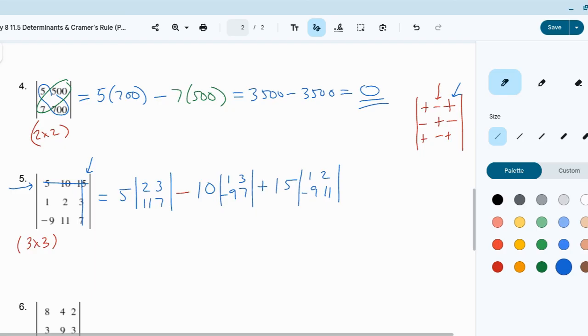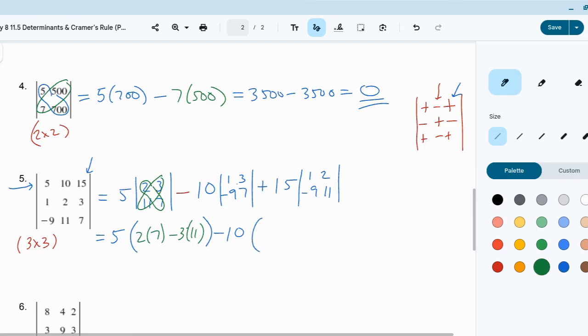So now all I'm going to do is what we did earlier with the 2 by 2s. This 5 is coming along for the ride. I'm going to find the determinant of that 2 by 2 that's multiplied to the 5. So I'm just going to go: 2 times 7 minus 3 times 11, right? Okay, so that's the first part. Minus 10 times the group.